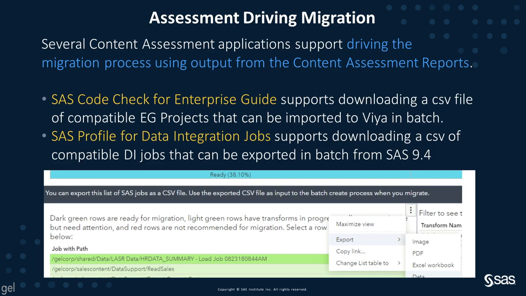Lastly, in the assessment area, several of the content assessment applications support driving the migration process using the output from content assessment reports. The SAS Code Check for Enterprise Guide report supports downloading a CSV file of compatible EG projects. That is EG projects that the process has identified as being compatible with Viya. And then you can use that CSV to drive some of the batch import tools that we're about to talk about. SAS Profile for Data Integration Jobs has similar functionality. It allows you to download a CSV file of compatible DI jobs that can then drive a batch export process of those jobs from SAS 9.4.